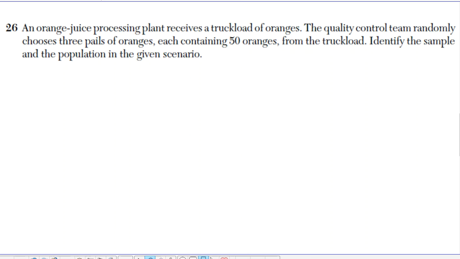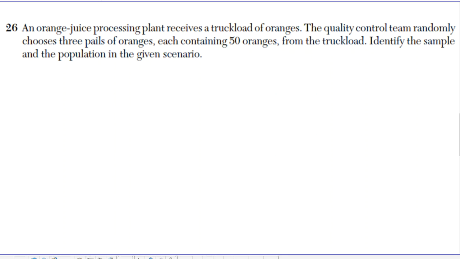Okay, let's consider question 26, the first part. It reads, an orange juice processing plant receives a truckload of oranges. The quality control team randomly chooses 3 piles of oranges, each containing 50 oranges from the truckload. Identify the sample and population in the given scenario.